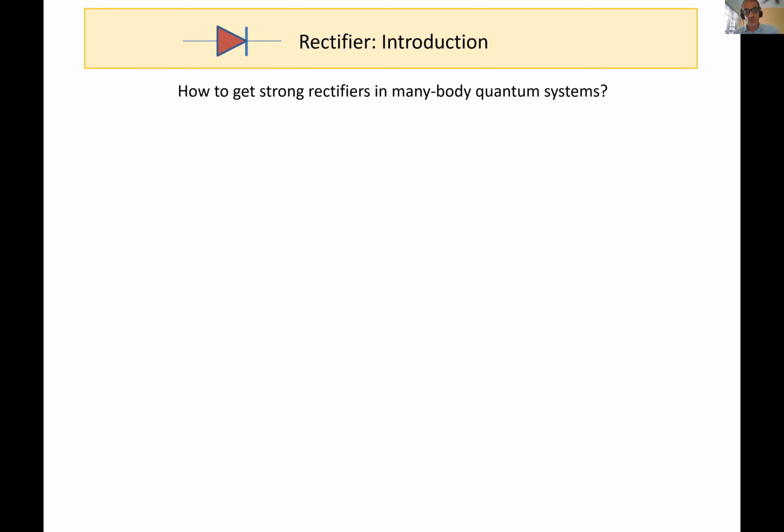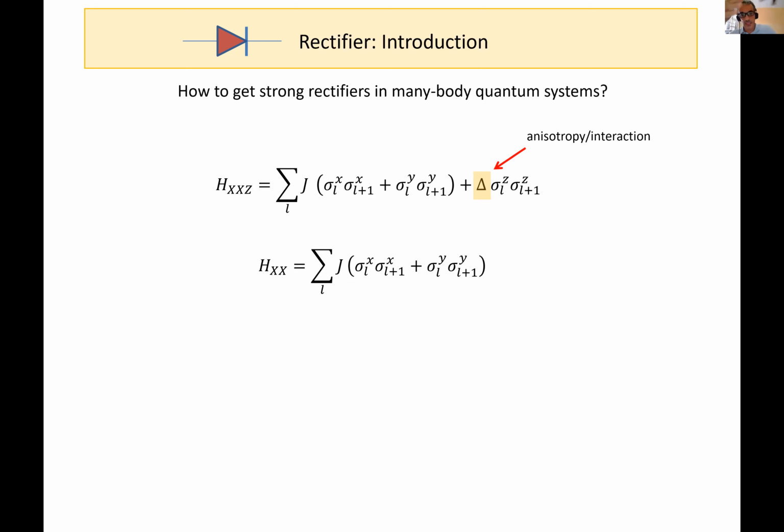Okay, so the models that we will be using most of the time are an XXZ model with tunneling and anisotropy, with or without anisotropy. When I talk about this anisotropy, I may sometimes refer to it as interactions, because after the Jordan-Wigner transformation, this term gives a nearest neighbor interaction in a spinless Fermi model.